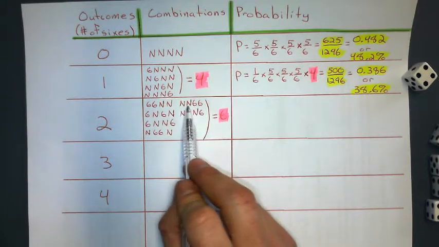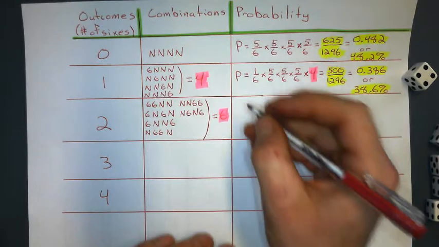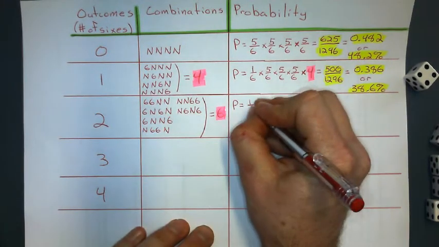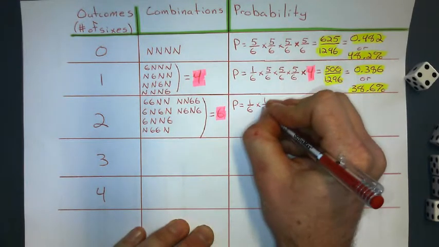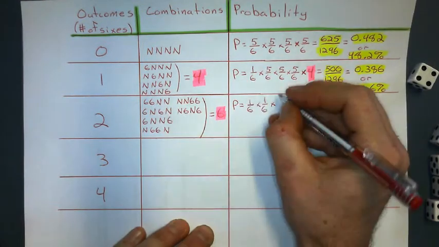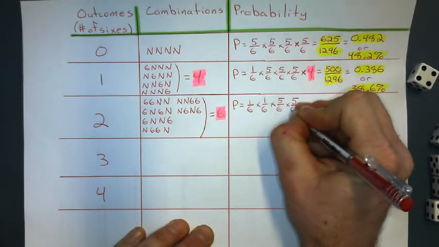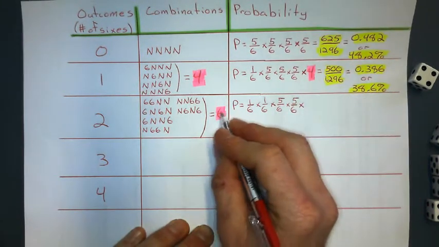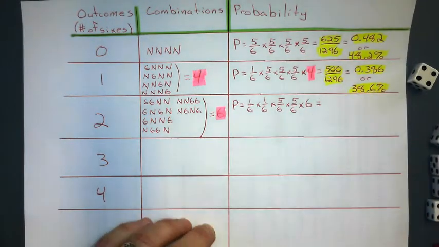So this one, I'm going to find the probability of one of these and multiply it by 6. So one of these, a 6, is 1 out of 6. And another one is 1 out of 6. And 2 no sixes is 5 out of 6 times 5 out of 6, times the number of combinations there are, which is 6.